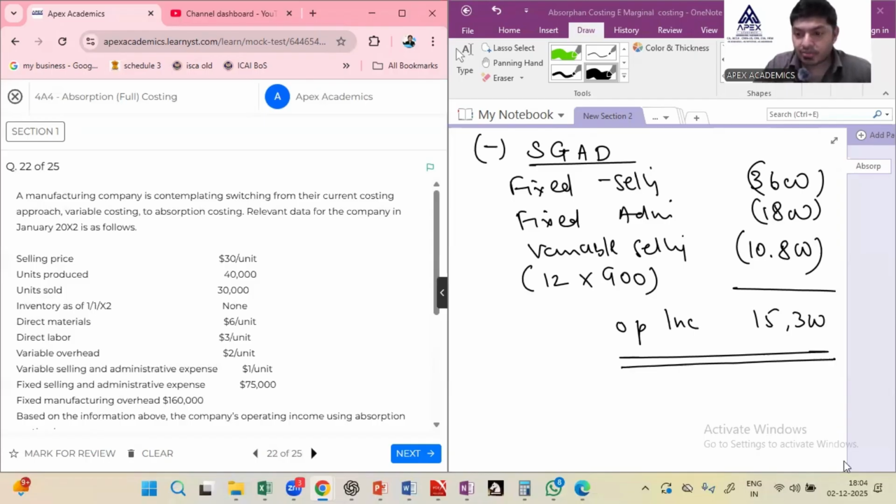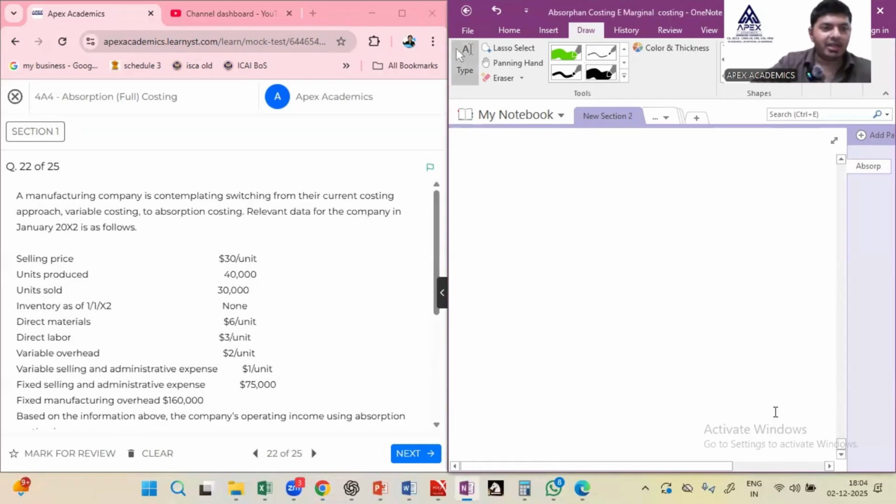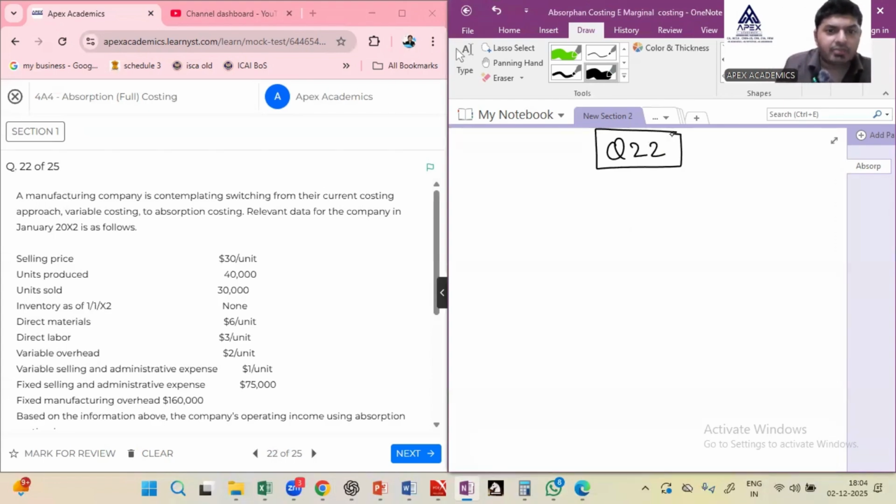Let us go to question number 22, where this concept can be further tested and experimented with. We are looking at question number 22, a question that we have to mark certainly as important. A manufacturing company is contemplating switching from their current costing approach, which is variable costing. From that, they want to go to absorption costing.